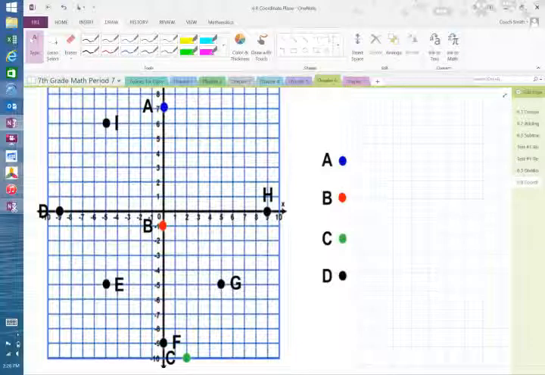Okay, so write down the coordinates. Remember, it's an ordered pair, a pair of numbers. So find the coordinates of A, find the coordinates of B, and write it down on your notes.